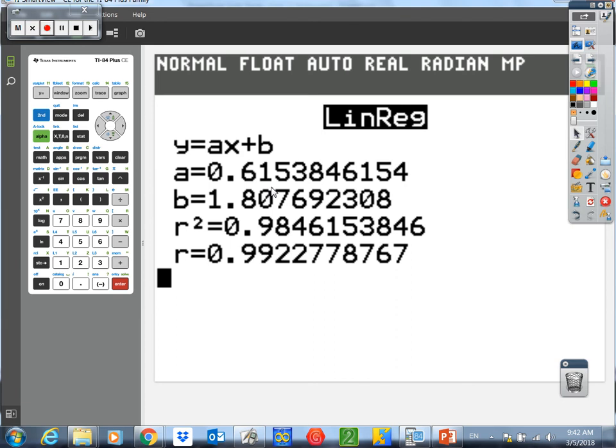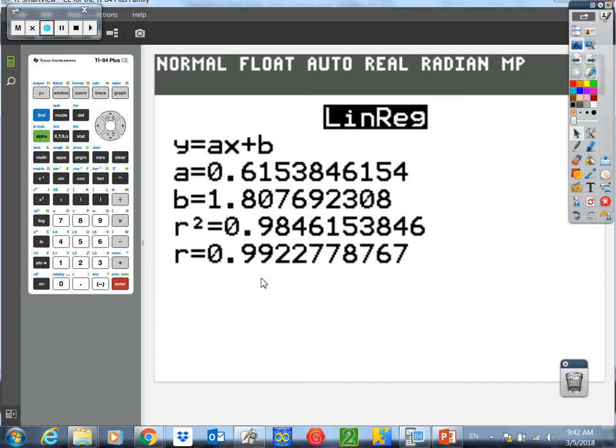So this is the decimal form of the problem that we did, this 0.61538. When you're doing this on the calculator for me in just a few minutes, for your answer for the equation, you can round to the thousandths if you like, or use more decimal places if you want, but at least the thousandths. And then there's our correlation coefficient R. All right, so that's how we would do it on the calculator.